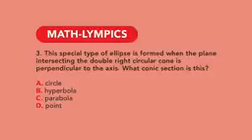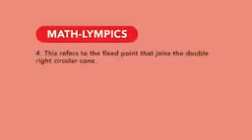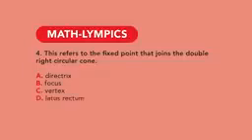Third item, the special type of ellipse which is formed when the plane intersecting the double right circular cone is perpendicular to the axis refers to letter A, circle. Number 4. This refers to the fixed point that joins the double right circular cone. Is it A. Directrix, B. Focus, C. Vertex, or D. Latus rectum?